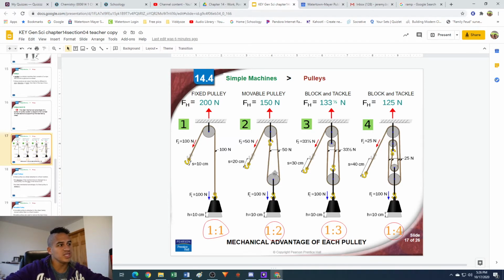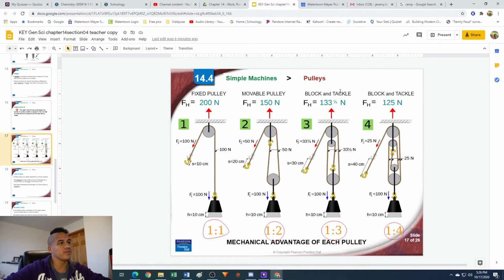So total, this has a mechanical advantage of 2, which means that you only need to use half the force to lift this object. So if this object is 100 newtons, you only have to pull with 50 newtons of force, right? Half of the amount of force.